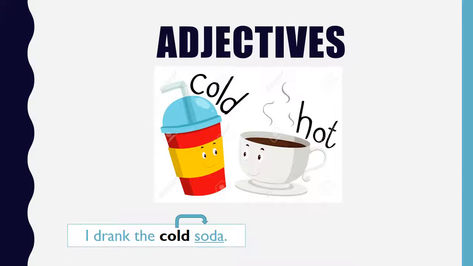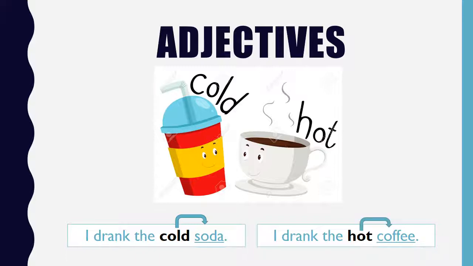Another example is, I drank the hot coffee. The word hot is used to describe the word coffee. What kind of coffee? A hot coffee. Parts of speech are important because they will improve your writing and reading by making what you say more clear to the reader. It will improve your reading because it will help you comprehend the text better.